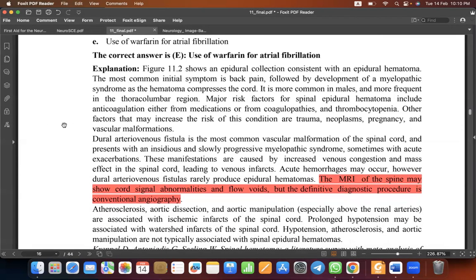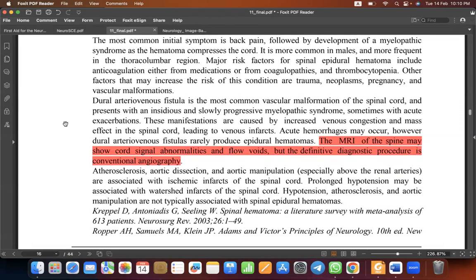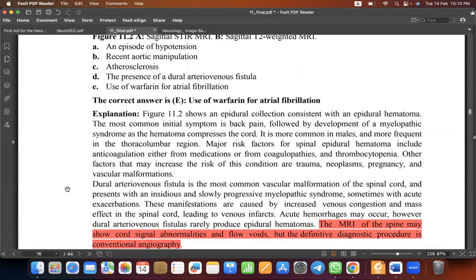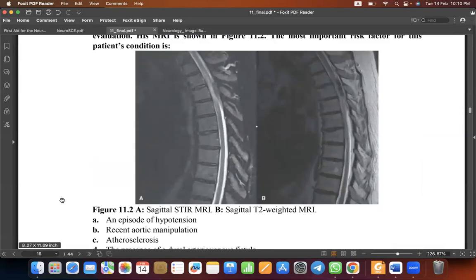So atherosclerosis, aortic dissection, aortic manipulation can cause ischemic infarct, but it is very unlikely to develop in such a small period of time. Prolonged hypotension may be associated with watershed infarct as well, as I told earlier. Okay, we solved a question. So this is typical. We should think about a hematoma.